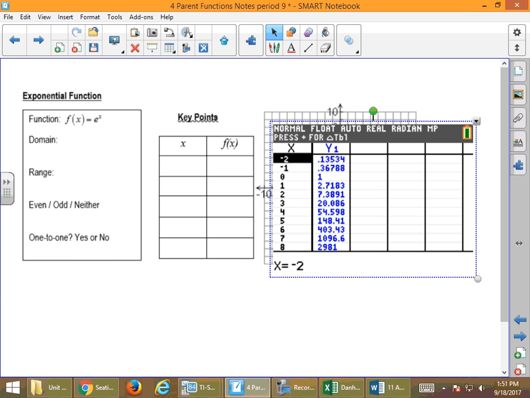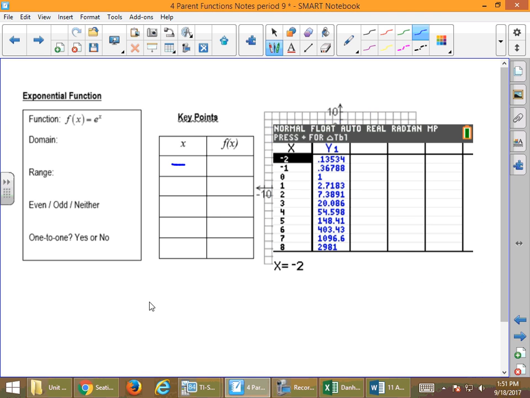So I left 4 spaces on your table. And the values here that I am going to graph are -1 and 0.37. 0, 1, there's a nice point for us to work with. 1, 2.7, and 2, 7.4.